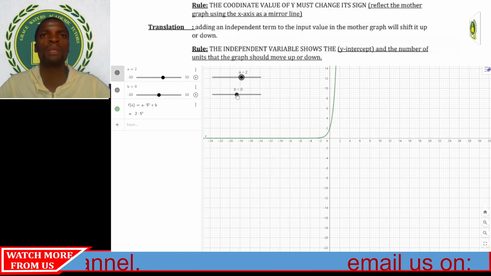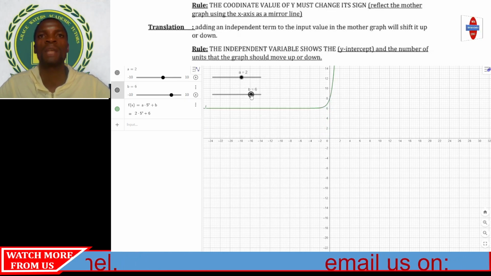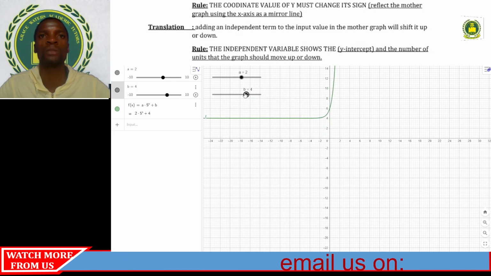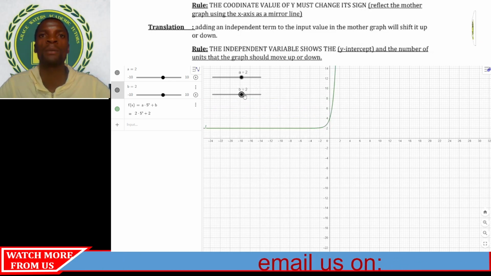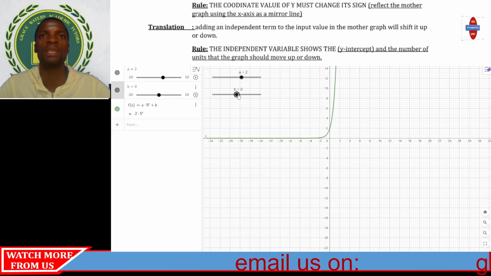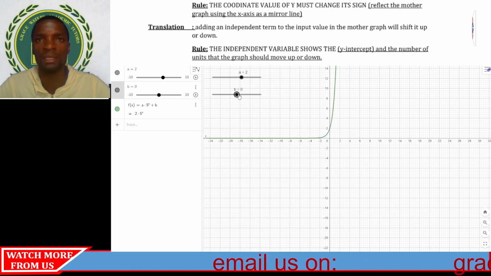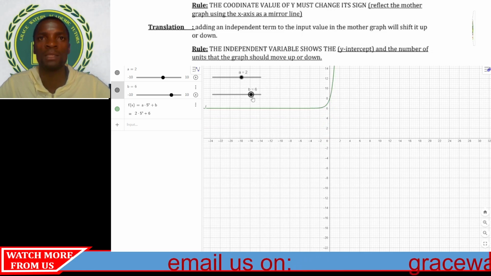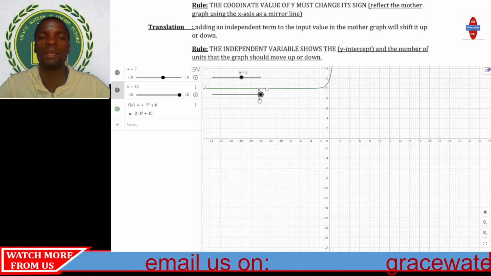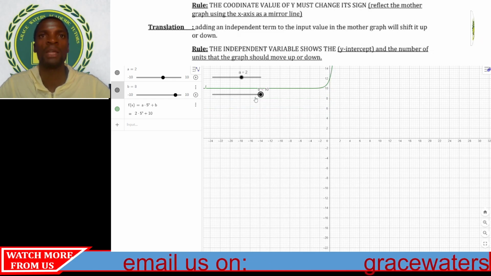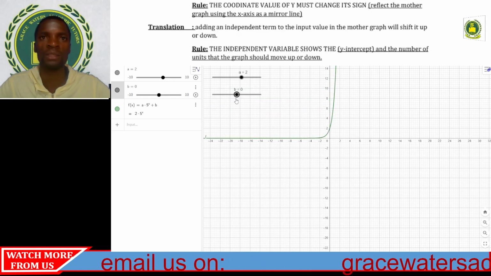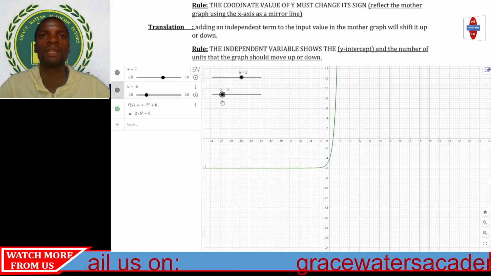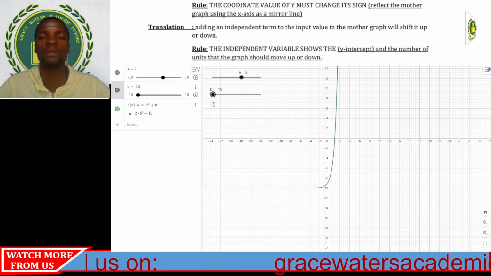Okay, what about b? The same rule. b shifts it up, meaning to say the asymptote also shifts with the graph. That's what you need to know: the moment you shift the graph up, do not forget to shift the asymptote. Here the asymptote was the x-axis, which is y is 0, y is 2, y is 4, y is 6, y is 8, y is 10. The graph is not touching those. And then when you go down, same way, y is minus 2, minus 4, minus 6, meaning to say my graph will not touch these values, all right?